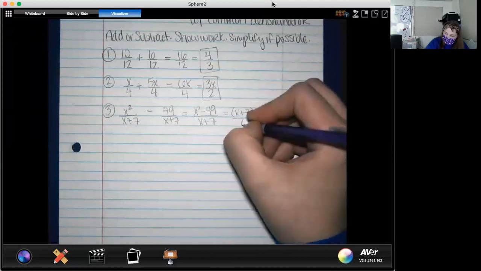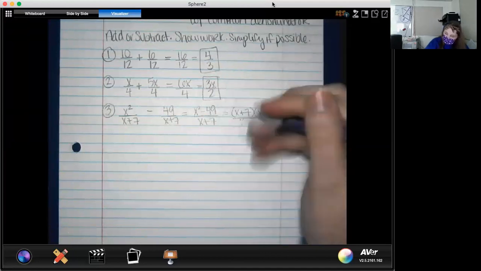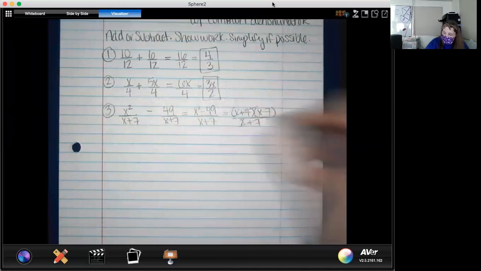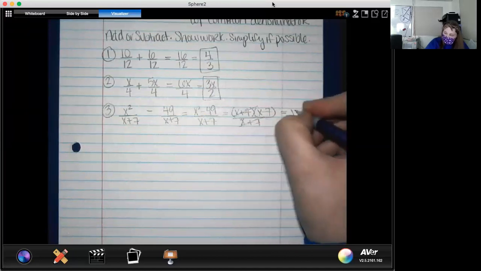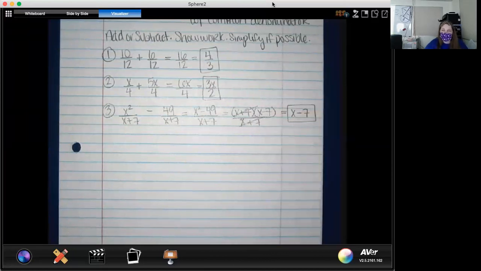And since we have an x plus 7 on top and bottom, we can simplify and we are left with x minus 7 all by itself.